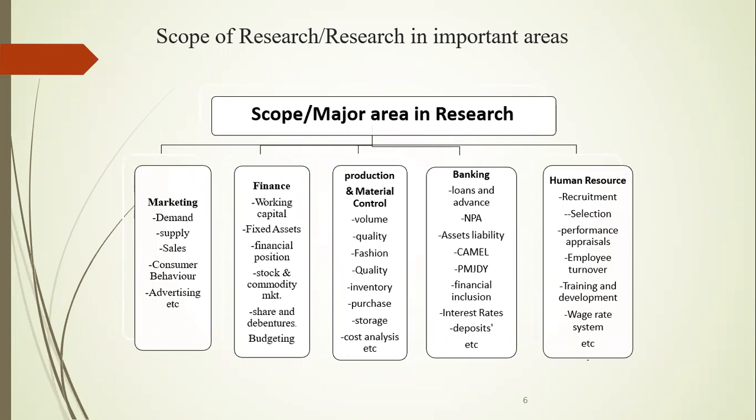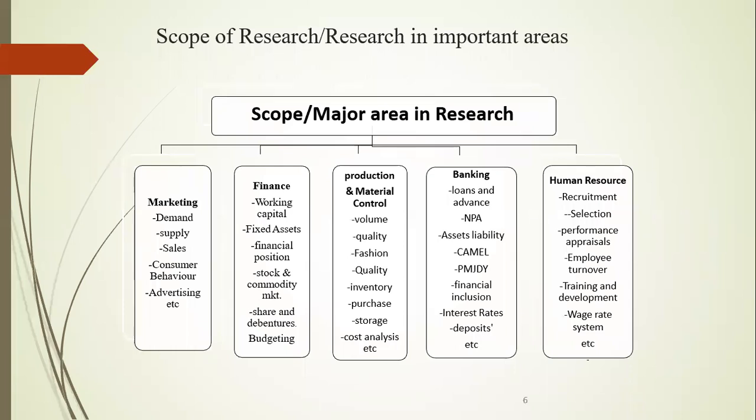Production and material control: volume, quality, how much to be produced, what the quality level is, what fashion is going on, inventory level, how much it is, how to manage it properly, purchase, how a repurchase agreement should happen, how purchase has to be ordered automatically, storage, how we can do it in the best way, cost analysis, which is the most important part, how it can be reduced. Banking: loans and advances, non-performing assets, asset liability, CAMEL, PMJDY, financial inclusion, interest rate, deposits. We can do research and there are plenty of topics available in this also.